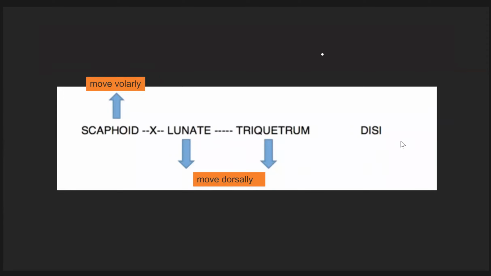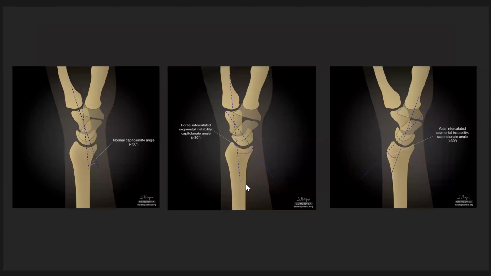Here in DISI, we have the scaphoid moved volarly or anteriorly due to scapholunate ligament dissociation, and the lunate and the triquetrum moved dorsally. And the angles, as we said, the normal capitolunate angle is less than 30.